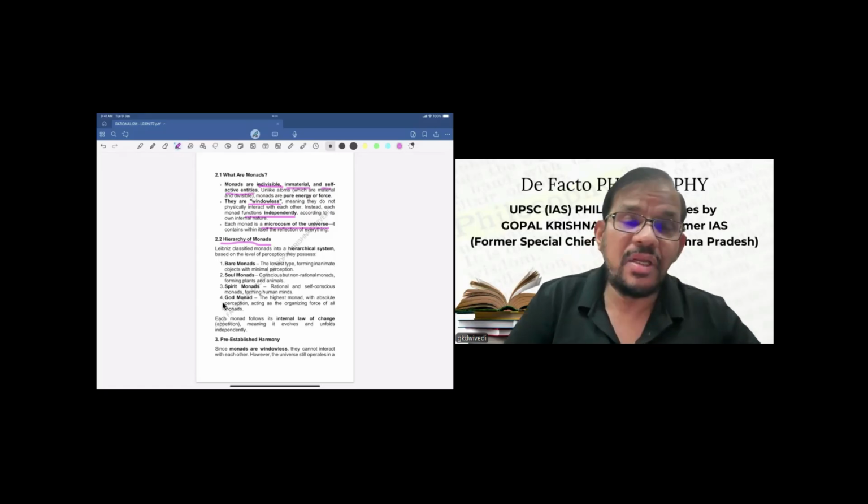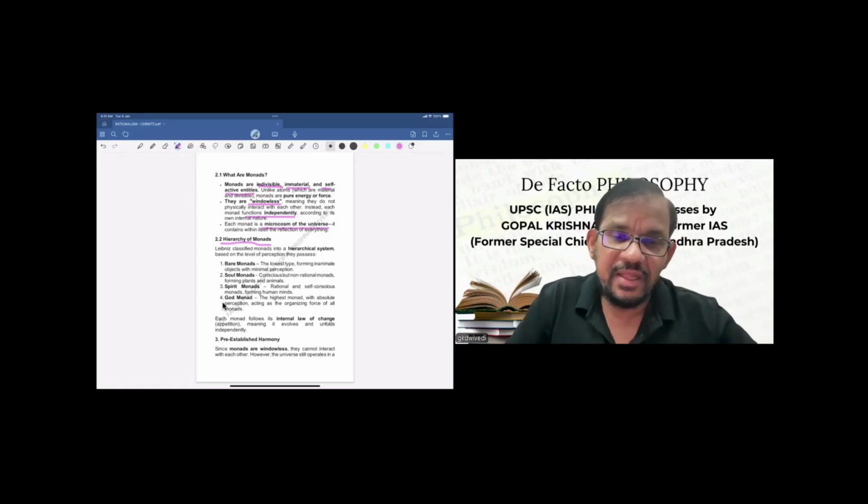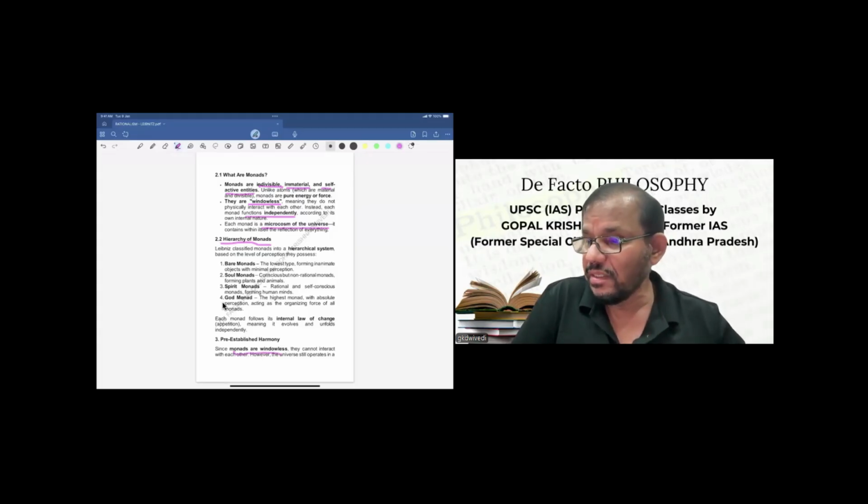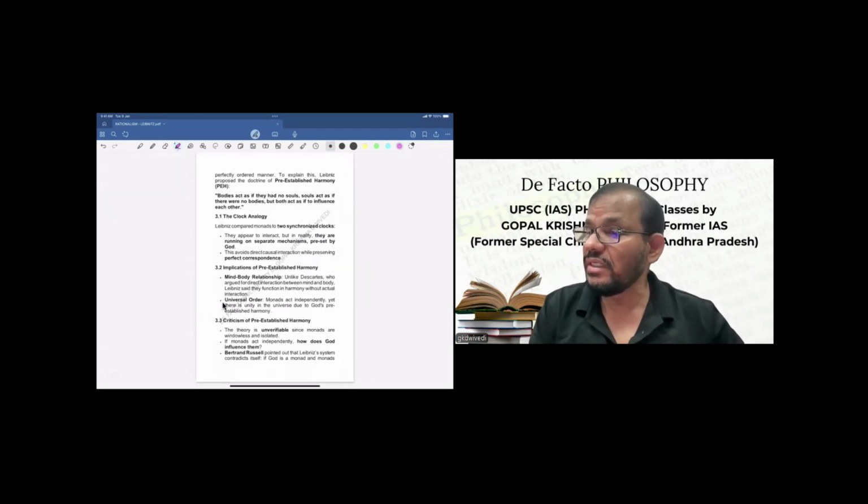Now, from monadology, another theory is derived, to which Leibniz has given very great importance in his philosophy. That is pre-established harmony. As we know, monads are windowless. So how do they interact with each other? How is interaction, or at least communication, between one monad and another possible? Leibniz says they don't interact with each other, but there is a pre-established harmony, and this pre-established harmony has been set by God Himself.